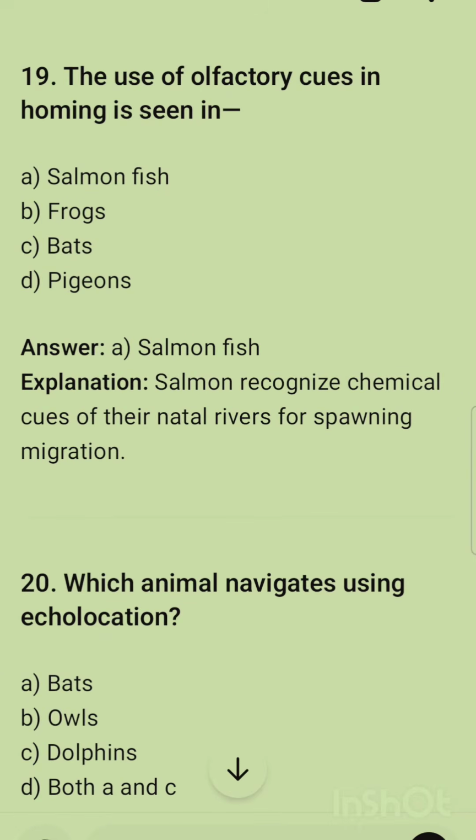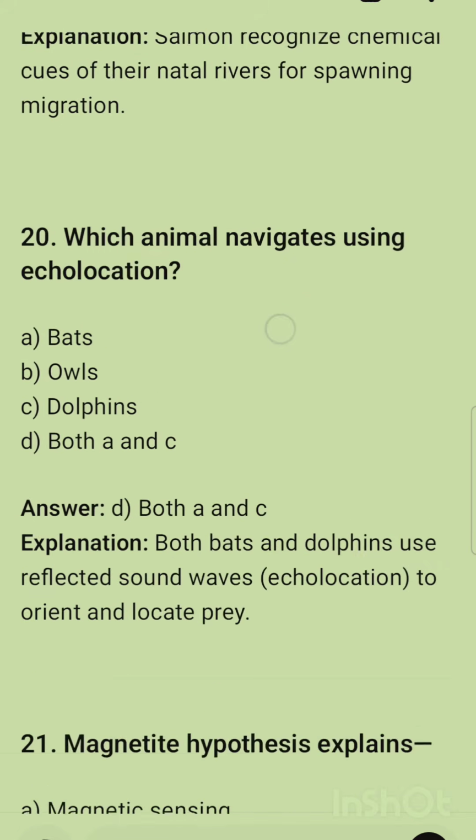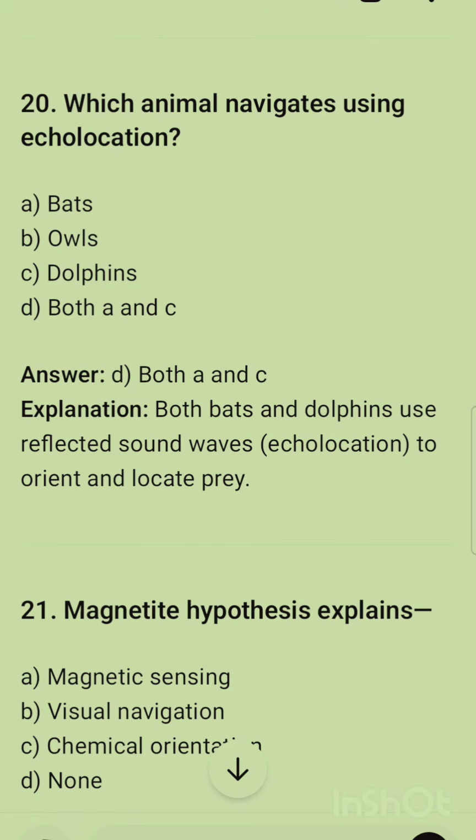19th question is the use of olfactory cues in homing is seen in. The use of olfactory cues in homing is seen in salmon fish. 20th question is which animal navigates using echolocation?